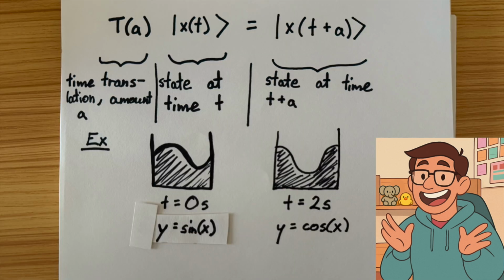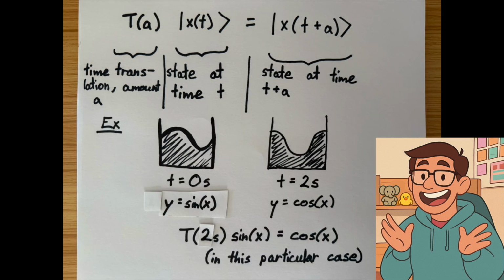This is all very abstract, so let me provide a concrete example. Suppose you have a bucket of water, and when your stopwatch says t equals 0 seconds, the ripples of the water in the bucket kind of look like sine of x. Now suppose 2 seconds later, the ripples in the bucket look a little different, and the water's ripples look like cosine of x. In that situation, we would say that sine of x acted upon by the time translation operator of 2 seconds equals cosine of x. Just to be clear, this is not generally true, but it's true in this particular case.